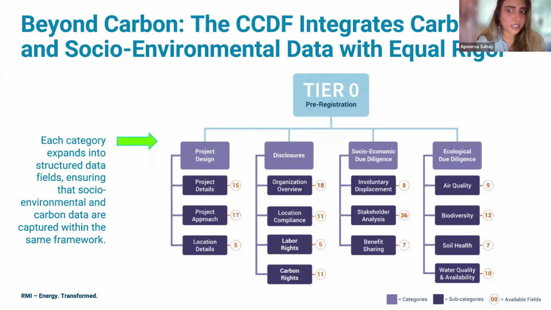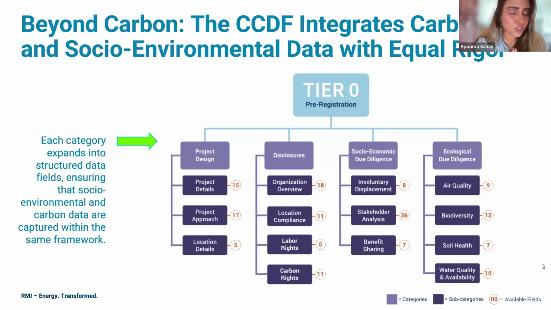There are projects which benefit local communities, provide jobs, there's revenue sharing, we care about ecosystem health, support for underserved or marginalized communities. So all of that really matters. But in the past, those benefits have been hard to assess with data. In the CCDF, we gave socio-environmental data, or SE data, that dedicated attention. It's been designed to bring the same level of structure and rigor to SE data that we conventionally bring to carbon data.